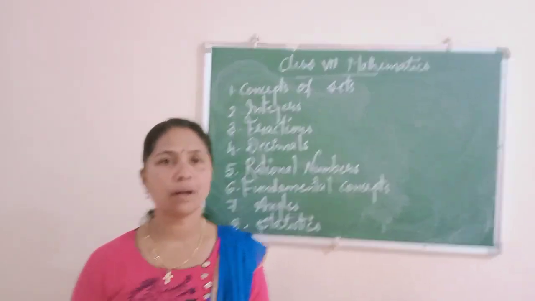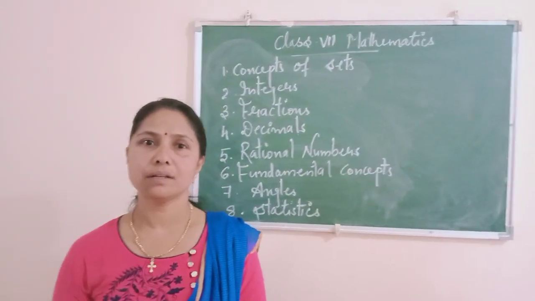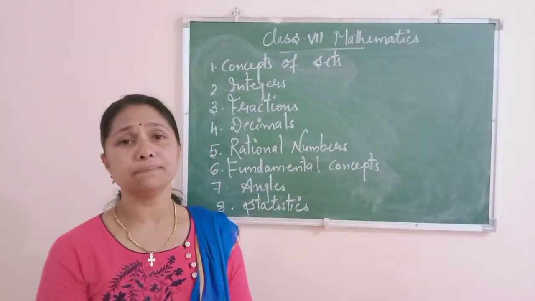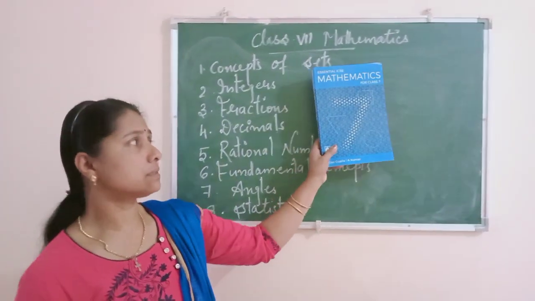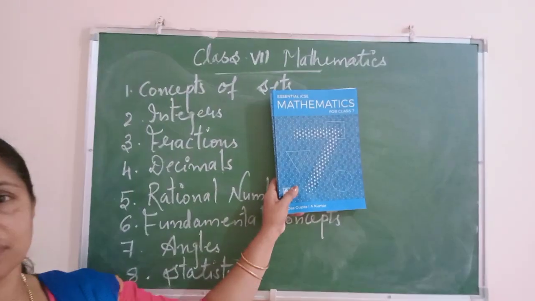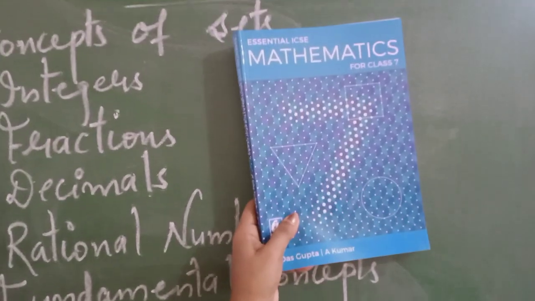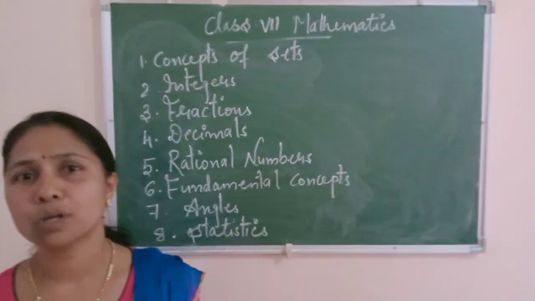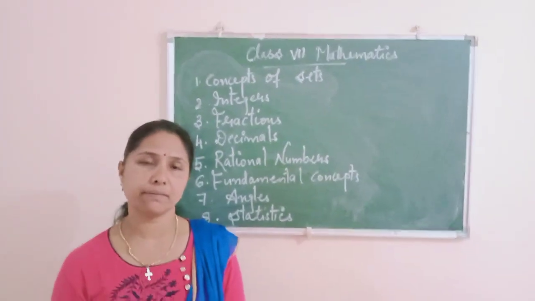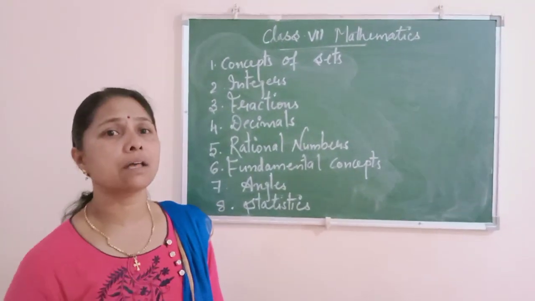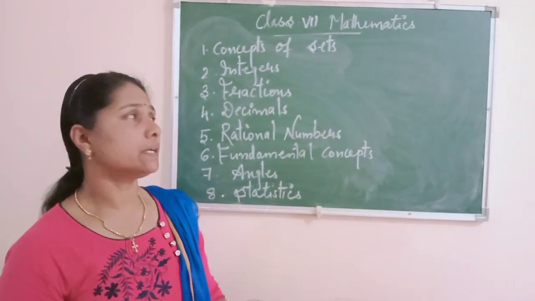Today, after the long unexpected holidays, we are going to start our maths lessons. This year, the 7th class maths textbook is changed. This is your new textbook and a new publication. In this textbook, a total of 26 lessons are given, and from these 26 lessons, 8 lessons are given for your first term syllabus.